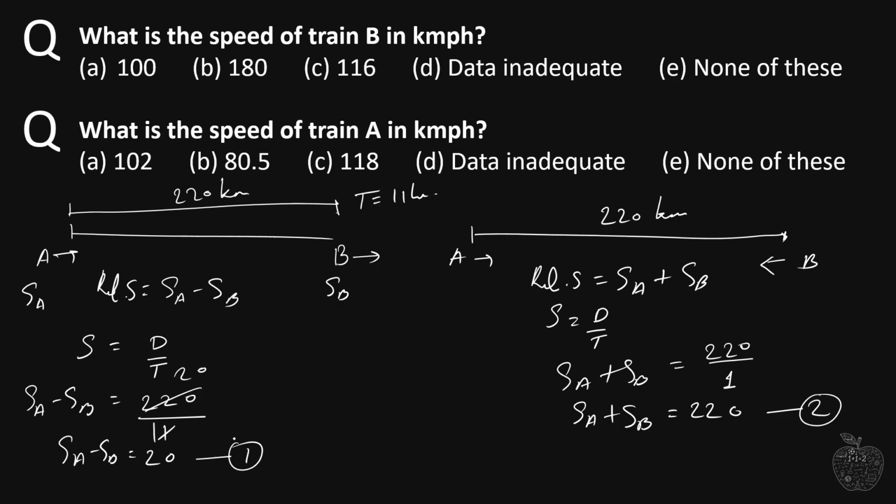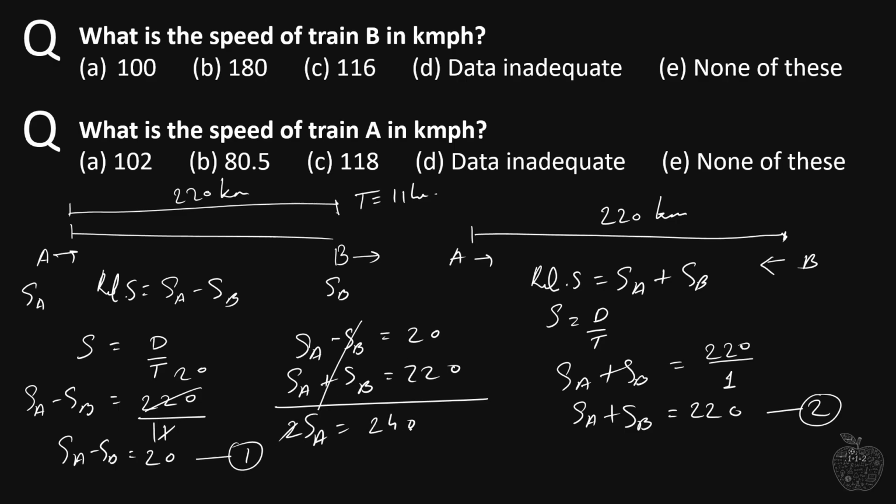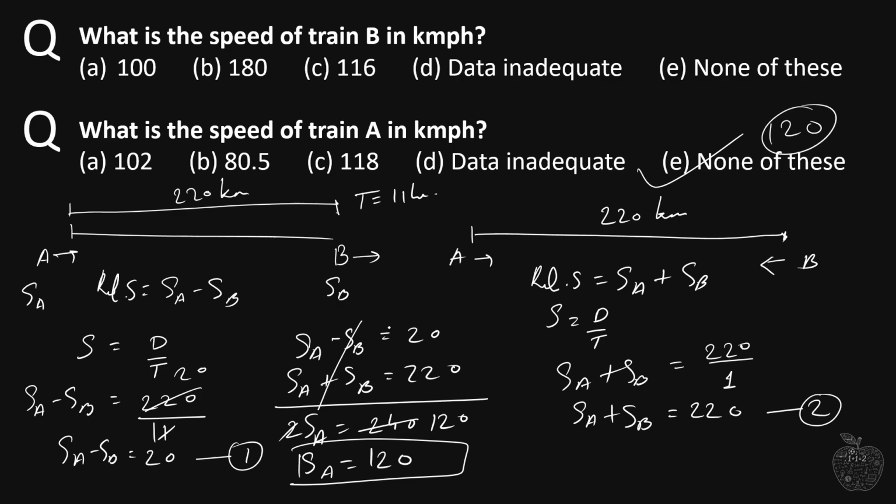Now what we do is add equations 1 and 2. Let's see what we get. SA minus SB is equal to 20 and SA plus SB is equal to 220. So plus and minus get cancelled and we are left with 2SA equals 240. So we get the value of SA, which is 120, and that is what the question is asking us: what is the speed of train A? The speed of train A is 120 kilometers per hour. But here 120 is not in the options, so we say that option A is the correct one because the answer is 120.